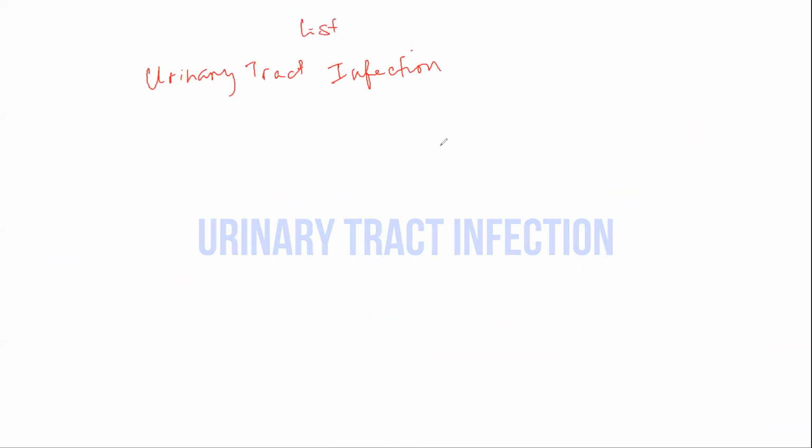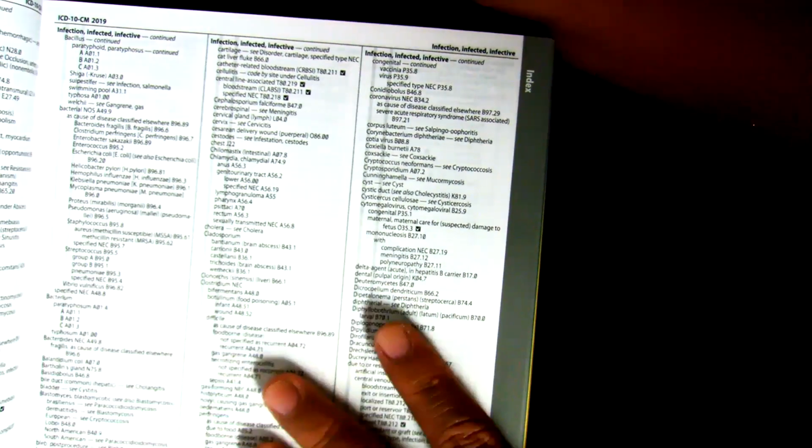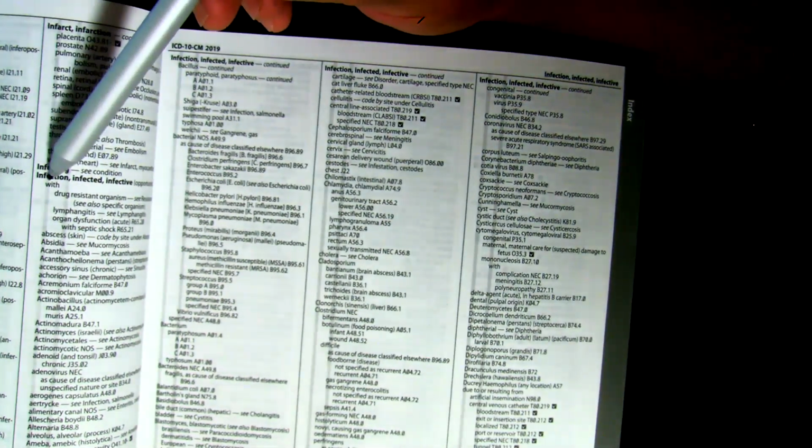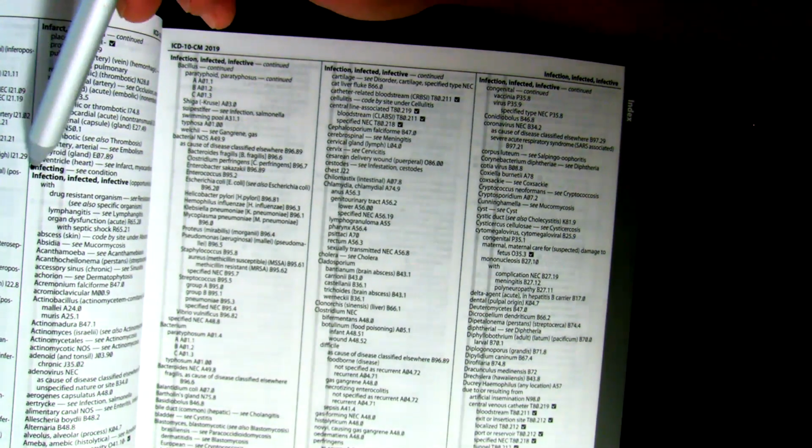I'm going to show you what a main term is. Okay? So now we are in the alphabetic index. Let's say, for example, the doctor said urinary tract infection. Your alphabetic index says alphabetic index of diseases and injury. So if the doctor documents urinary tract infection, your main term will be infection, because this is the disease. I found my word infection right here. See? Infection, infected, infective. Now, listen to me, my main term is infection.